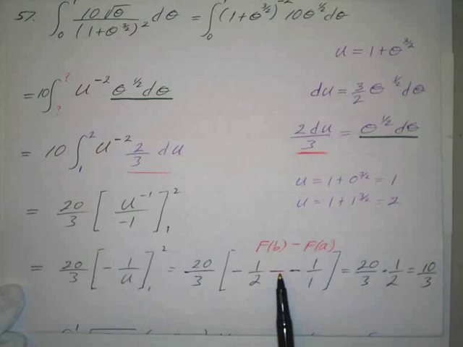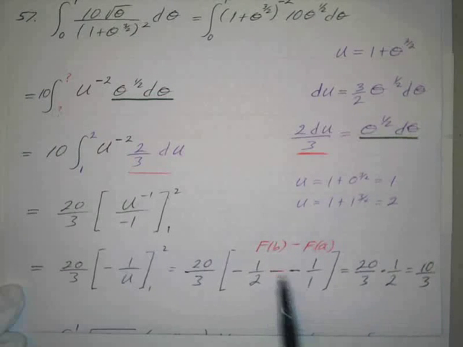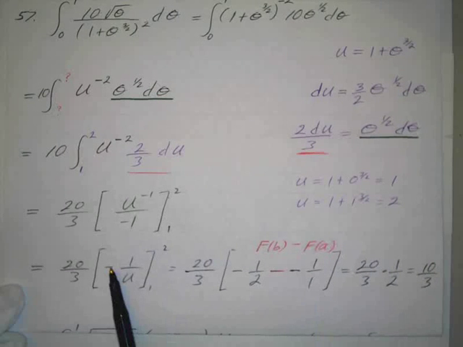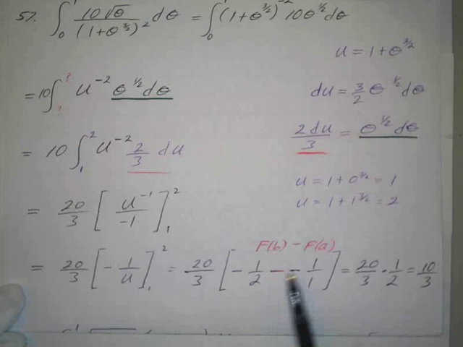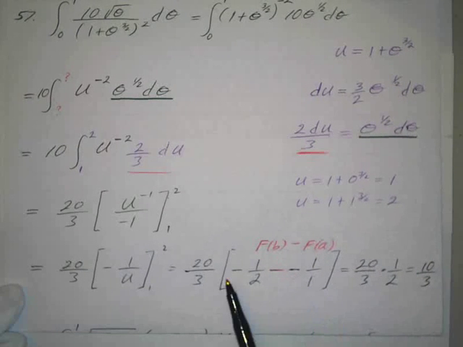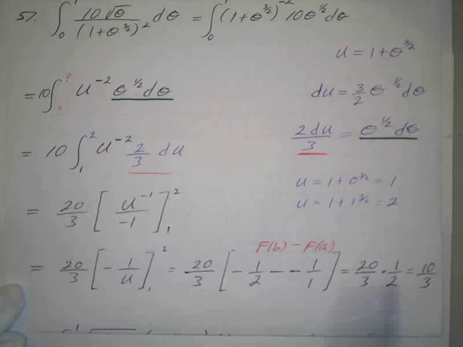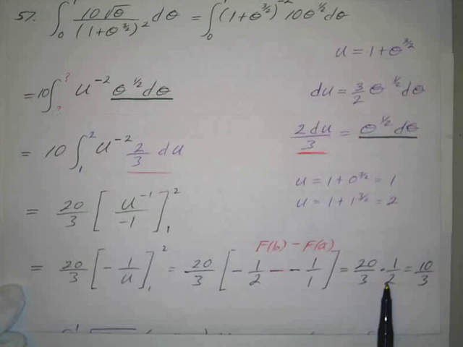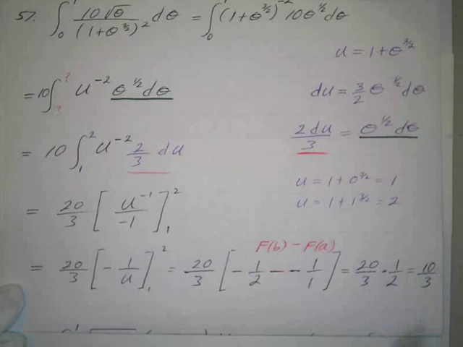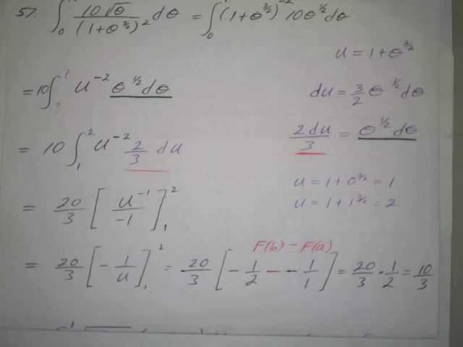So that's going to be 20/3, and that's going to be minus 1/u. And this is F of b minus F of a, so that's my negative from the F of b minus F of a. And this is going to be negative, and then 1/1. So 1/2, what's a negative times a negative? A positive. So it's 1 minus 1/2, which is 1/2. So I end up with 20/3 times 1/2. This is all positive 1/2. 2 goes into 20 10 times, so it's 10/3. Okay? So that's 57. Hope those help.